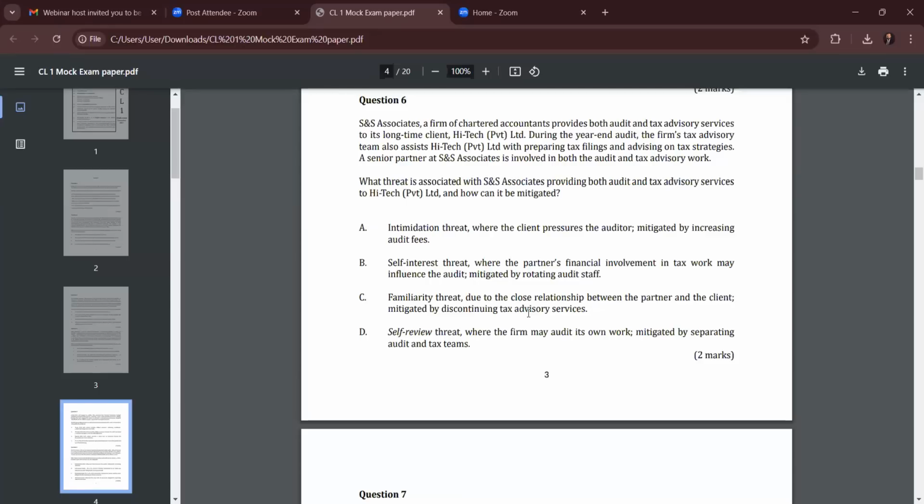What threat is associated with S&S Associates providing both audit and tax advisory services to High Tech, and how can you mitigate it? Intimidation threat, where the client pressures the auditor, mitigated by increasing audit fees. No, out. Self-interest threat, where the partner's financial involvement in tax work may influence the audit, mitigated by rotating the audit staff.